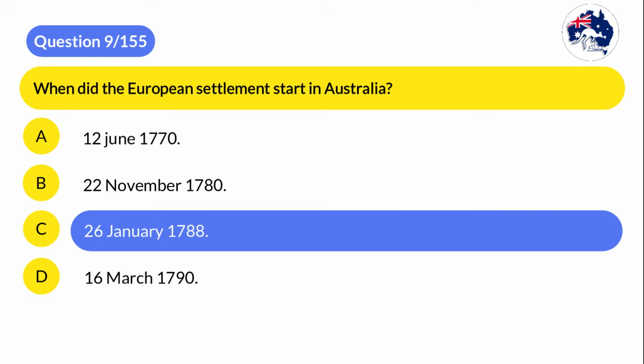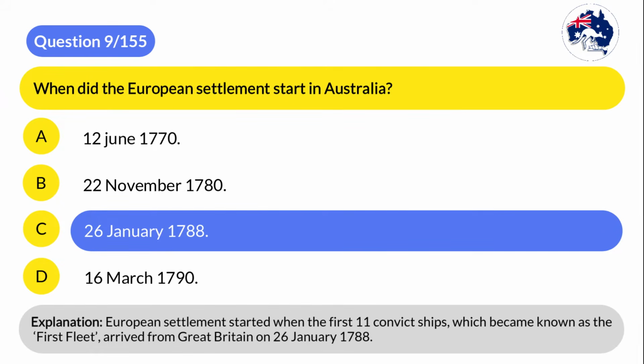January 26, 1788. Explanation: European settlement started when the first 11 convict ships, which became known as the First Fleet, arrived from Great Britain on January 26, 1788.